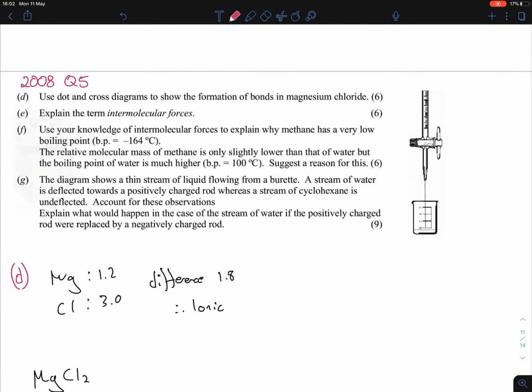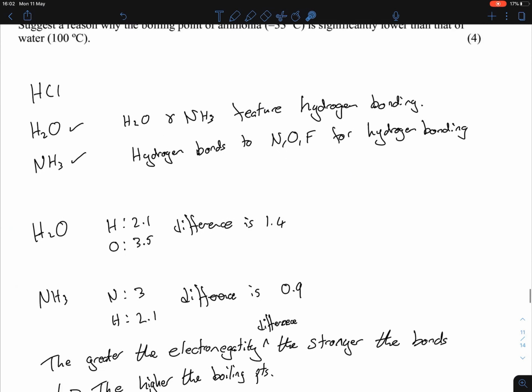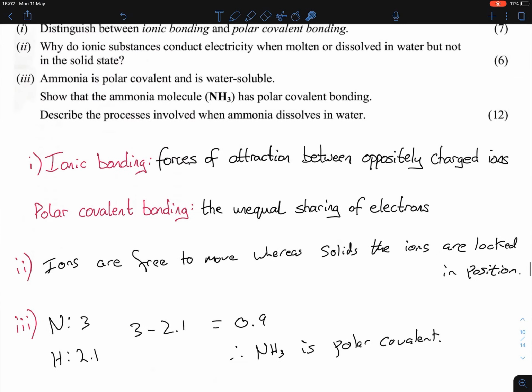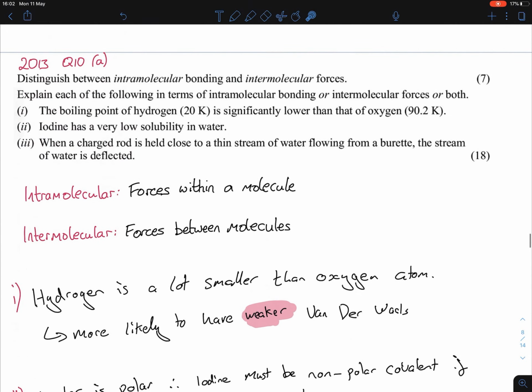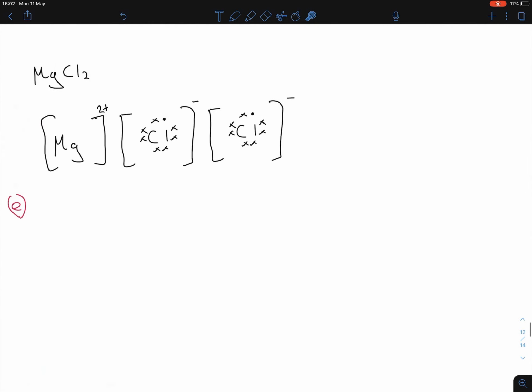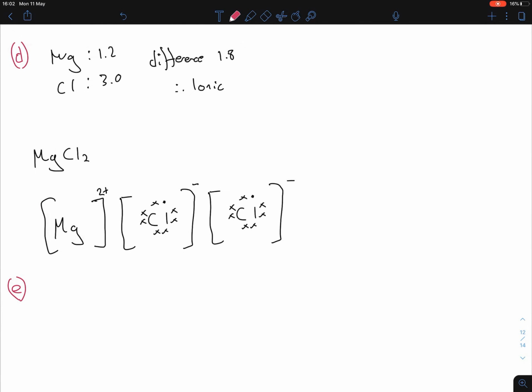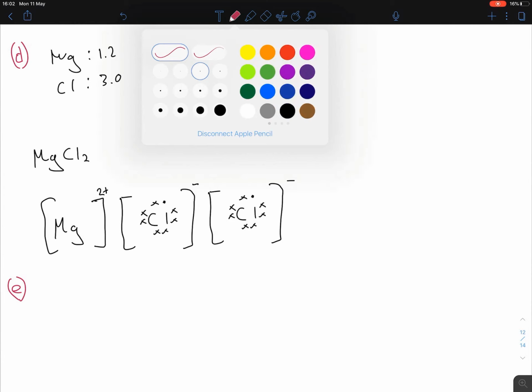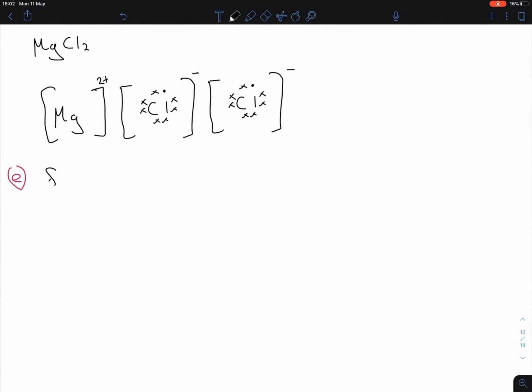Explain the term intermolecular forces. We said it already up here, I think we did. Here we have it: intermolecular forces are forces between molecules. Look for the E and the E here. Forces between molecules. I'm just going to write it down so that we can keep track of everything: forces between molecules.